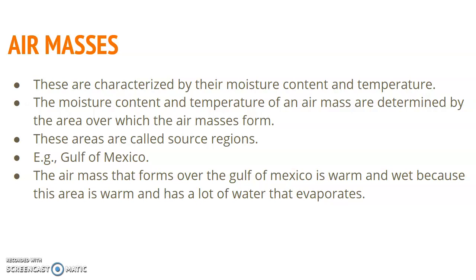Now, let's take an example as the Gulf of Mexico, right? Now, the Gulf of Mexico, we know that is generally warmer and obviously has a huge water body, right? So when air masses form over this area, when air masses form over the Gulf of Mexico, we can assume that it is also going to be warm and wet because there's going to be a lot of water in this area that is going to evaporate, right? So the area over which the air masses form have a huge impact on the characteristics of that particular air mass, right?